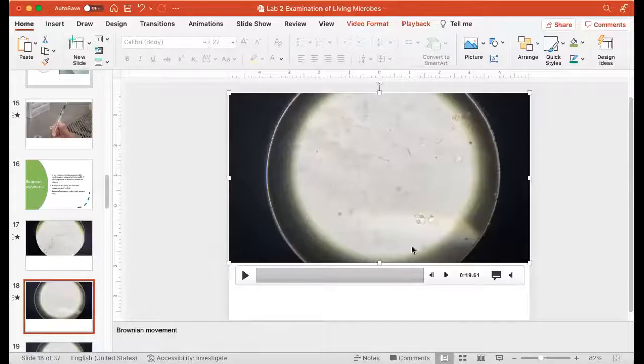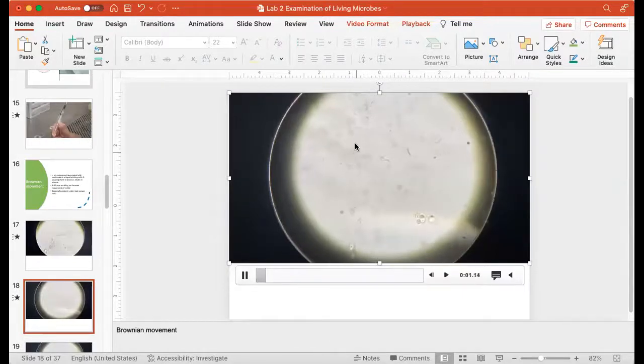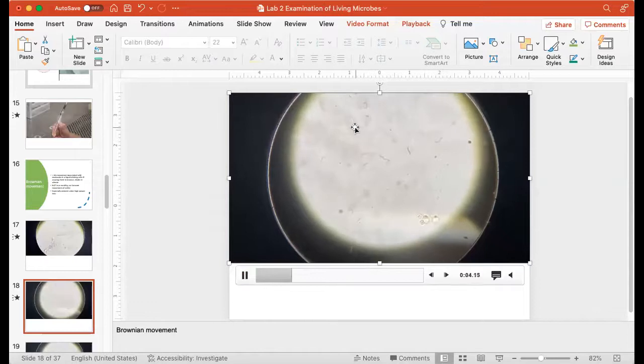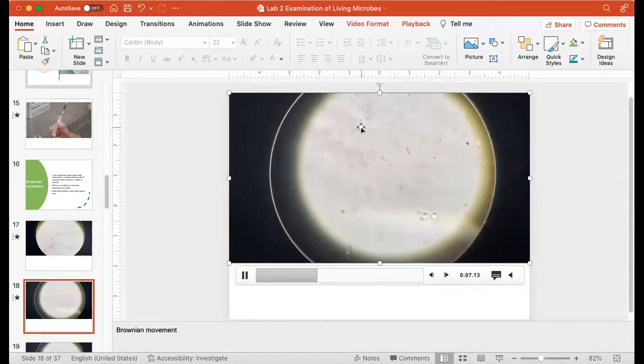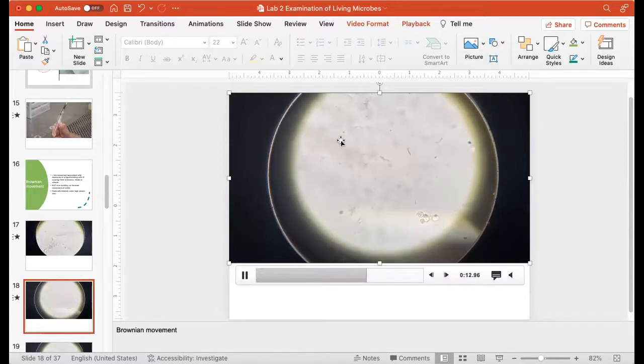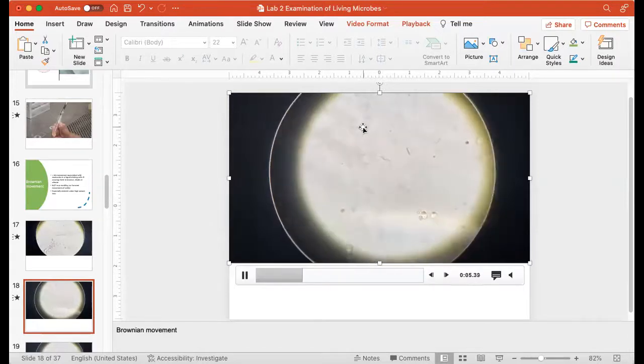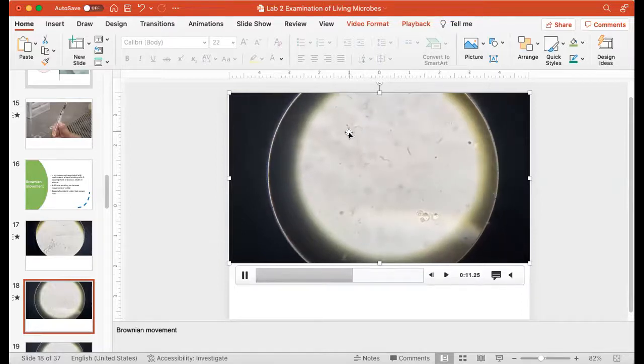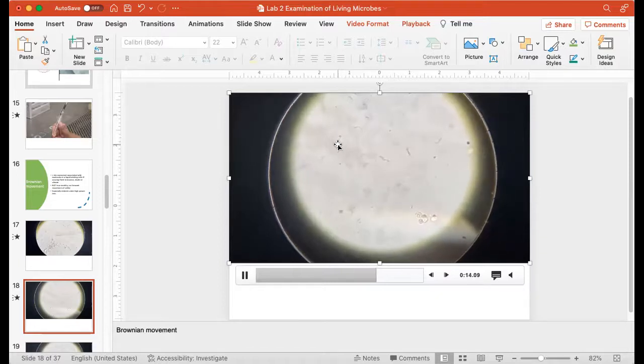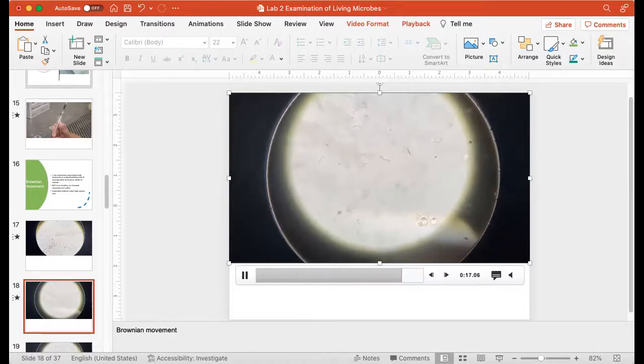This is Brownian movement. The reason this little thing is bouncing around, vibrating in place, is because other things are bumping into it. Other things are bumping into the cell. It's not real. In other words, it's not that the cell or the particle is moving under its own power. Something's bumping into it and causing it to move. That's what we call Brownian movement.